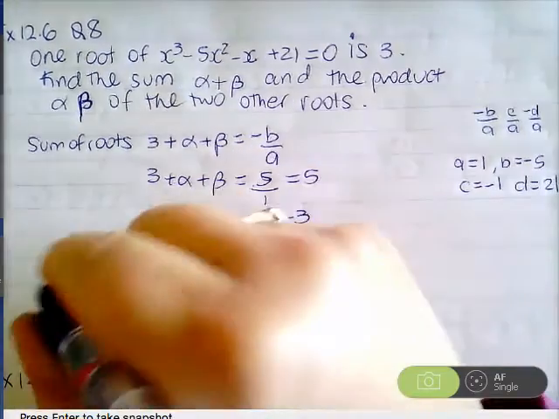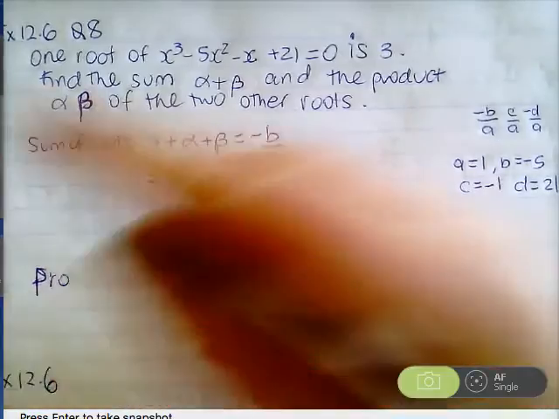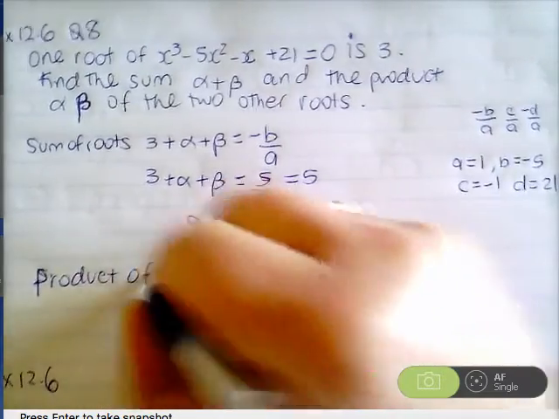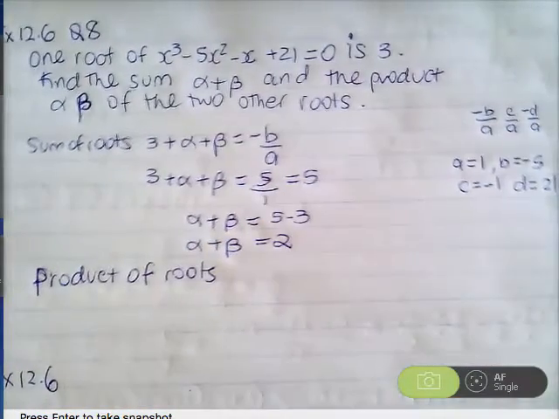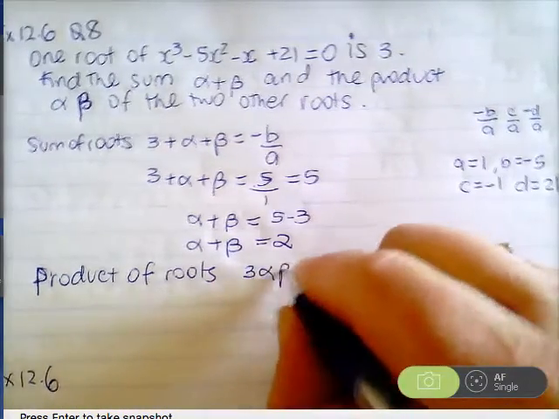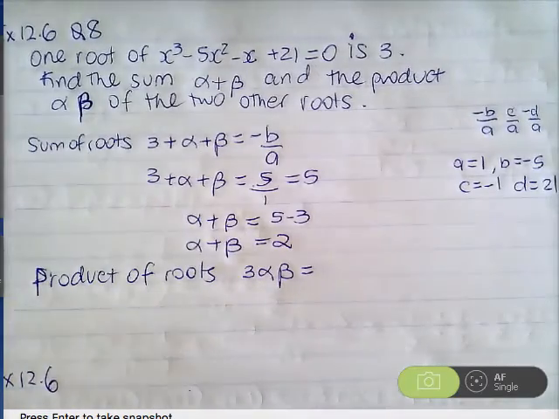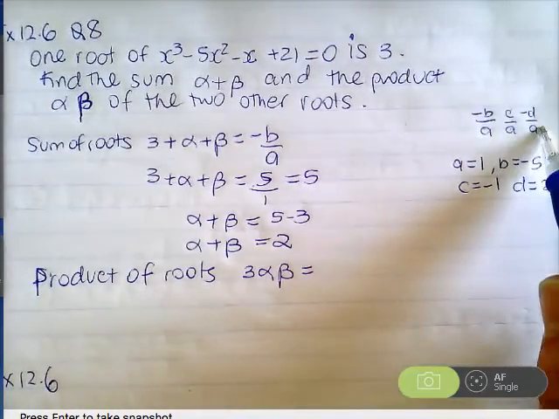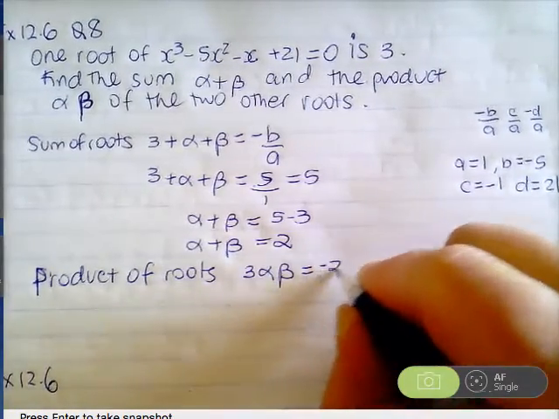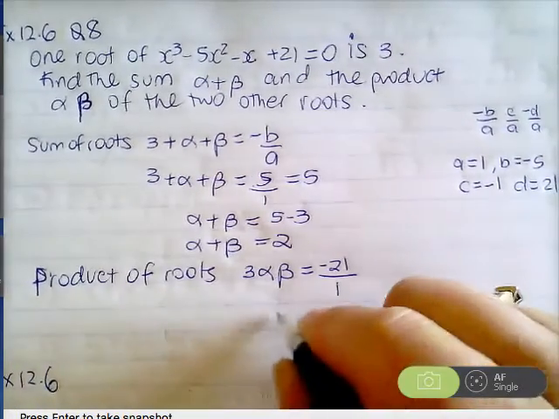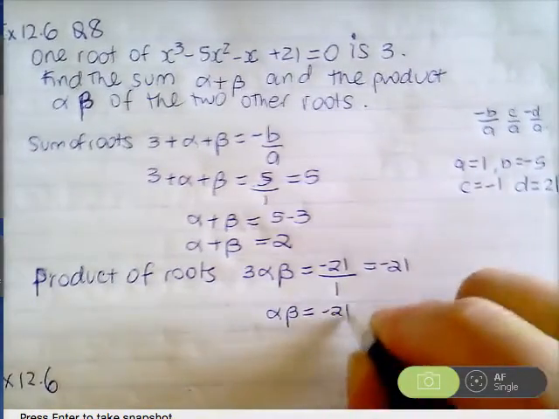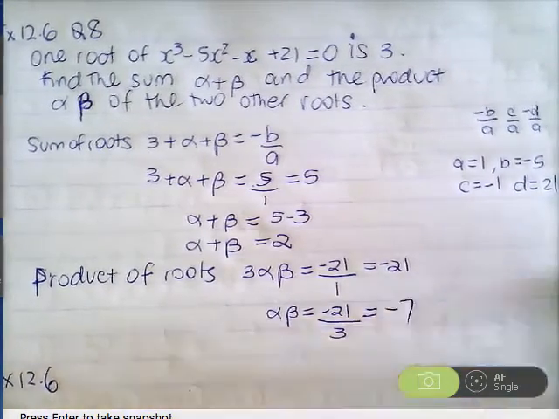Once it's 3 at a time and it's a cubic, it's called the product. Does that make sense? Always the last row is called product, because it's just the product and no more sums. Product of roots is 3 times alpha times beta. That's 1, 2, 3 at a time. So it's negative D on A. So it's negative 21 on 1. Almost good. Negative 21 over 3, which is negative 7.